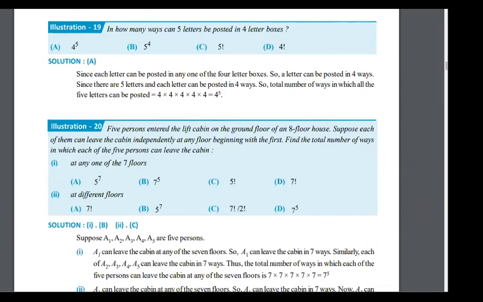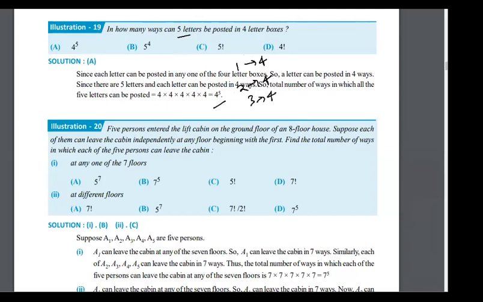In how many ways can 5 letters be posted in 4 different letter boxes? So in this question, 5 letters, so for the first letter, how many options? 4 options. For the second letter, 4 options. For the third letter, 4 options. That's why it is 4 to the power 5.